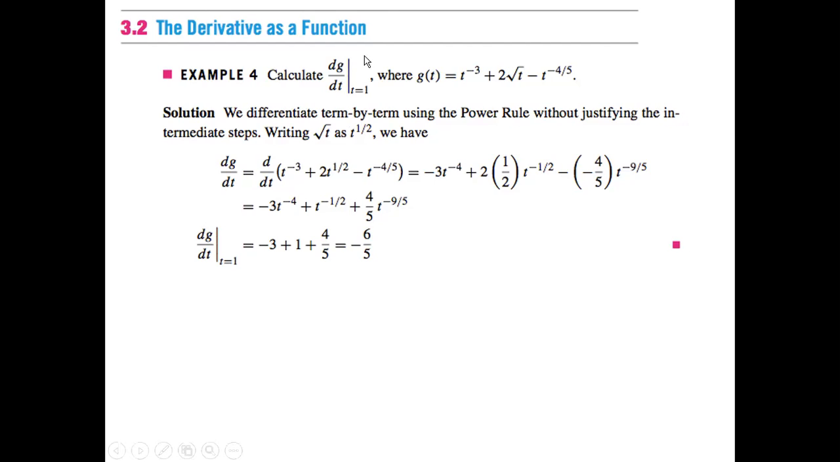And the question asked us not just for the general formula, but for the value at t equals 1. So to find that, you simply plug in t equals 1. And 1 to the minus 4, that's 1 over 1 to the 4th, that's equal to 1. 1 to the minus 1/2 equals 1. We're getting negative 3. 1 to the minus 9/5. You see the pattern, 1 raised to any exponent is just going to be 1. So minus 3 plus 1 plus 4/5. Add those up as usual, finding a common denominator. The result is going to be negative 6/5.